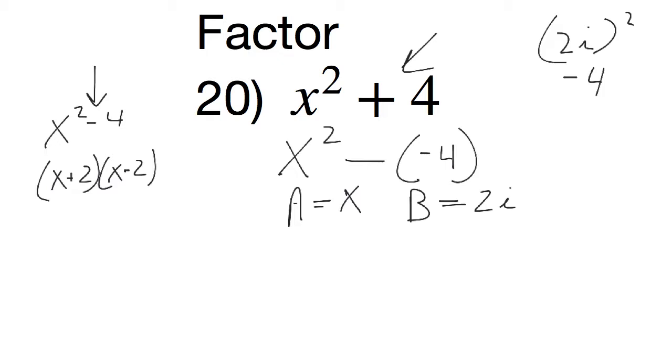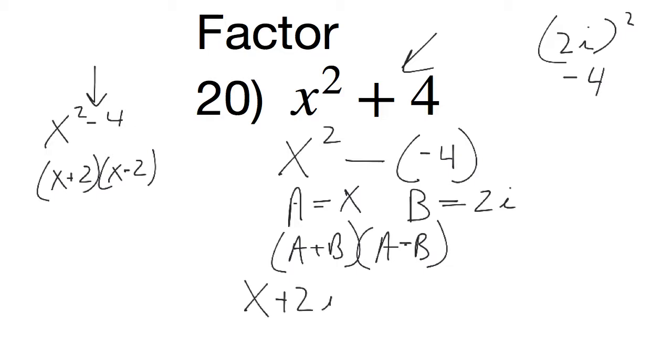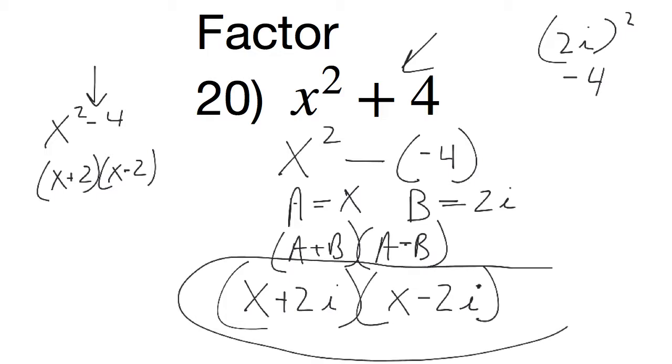What this becomes is you've got a plus b times a minus b. It's the difference of squares. That's basically going to be x plus 2i times x minus 2i. And finally, we can find two factors to this expression.